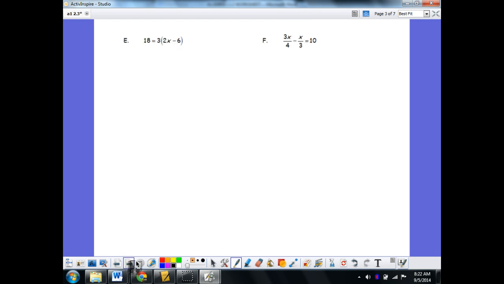And the last problem on this video, number 8, you'll see that F involves fractions, and we'll leave that for the next video. We'll talk about how to handle those in the next video. But in E, we have another distributive property to take care of. 18 is equal to 6x minus 18.